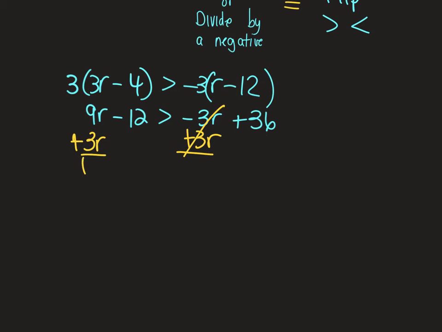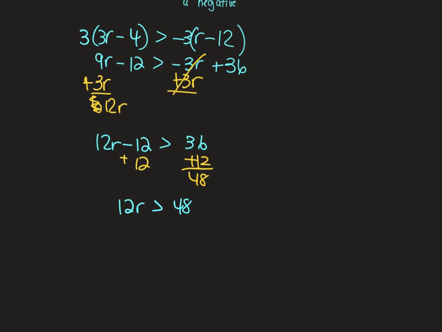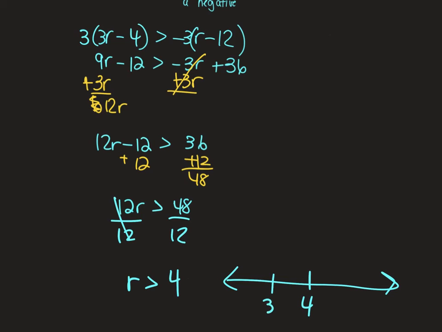Add 3r, get 12r. Rewrite 12r minus 12 greater than 36. Minus 12, add 12, rewrite 12r is greater than 48. Here's where I'm going to multiply or divide. I'm dividing by 12. It's a positive 12, so I don't flip it. I keep it the same direction. And don't forget, we always have to graph. So here's my number line. It's an open dot colored to the right. R's are greater than 4.